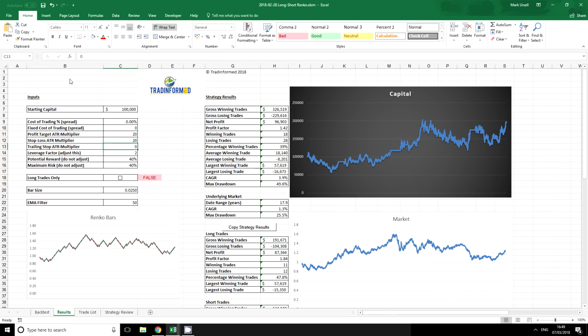So there we have two different markets, both using a Renko chart trading system, with different options, targets, and different amounts of leverage.